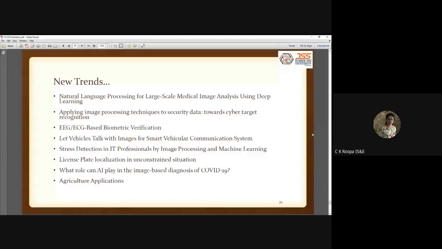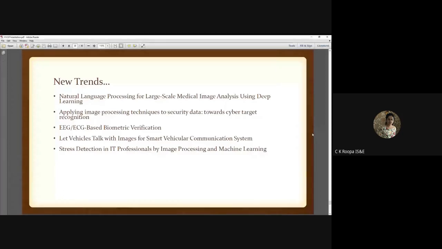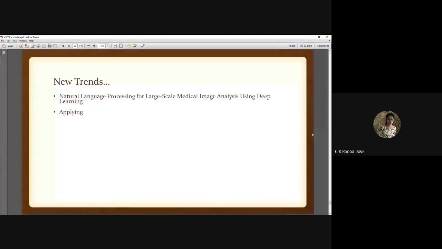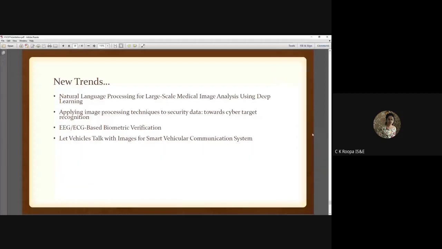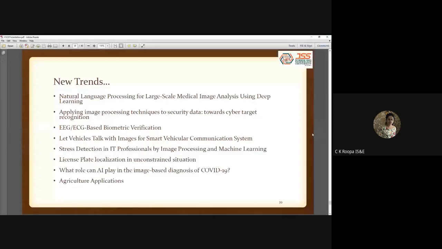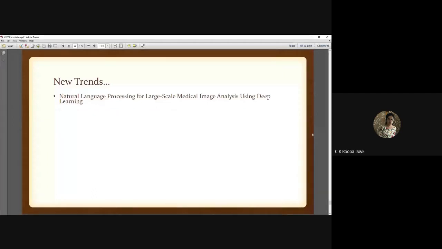Some of the new trends that are going on in the area of image processing: can we think of employing natural language processing for large-scale medical image analysis using deep learning techniques? This is exclusively seen in the medical domain. Whenever the doctor writes prescriptions by hand, can you make use of natural language processing to deal with those prescriptions and then use deep learning techniques to do the medical image analysis by giving an appropriate label for that?